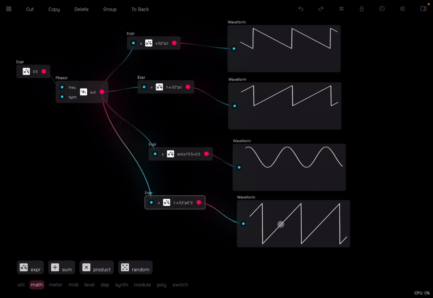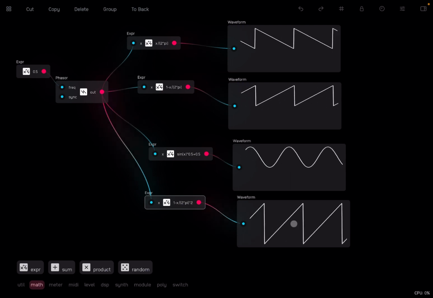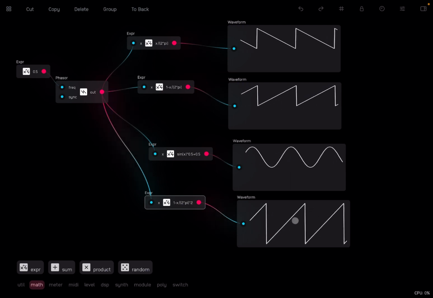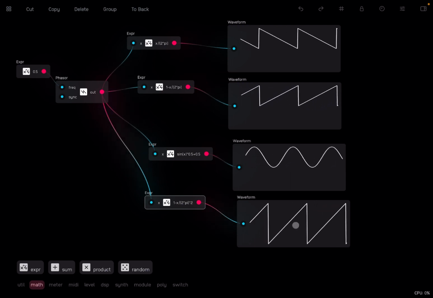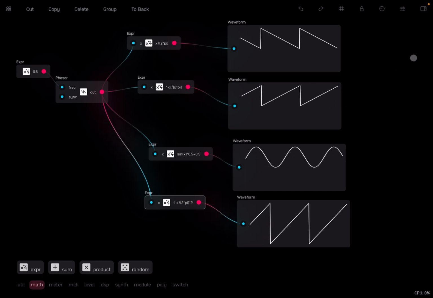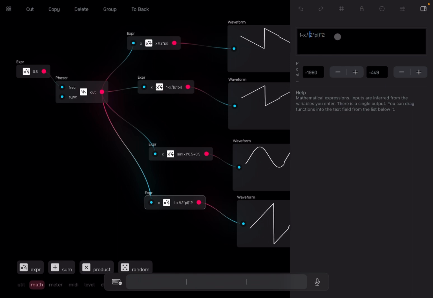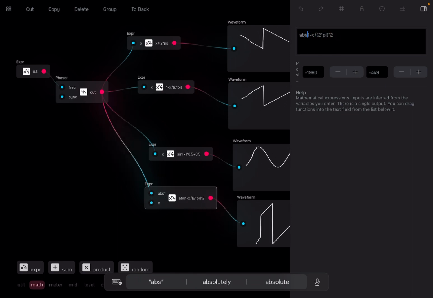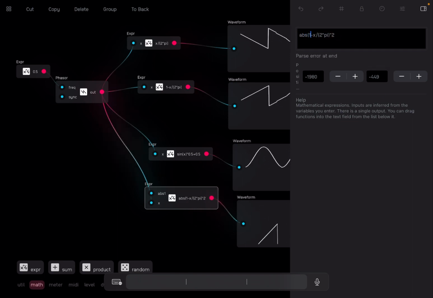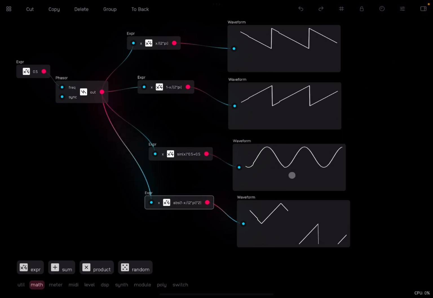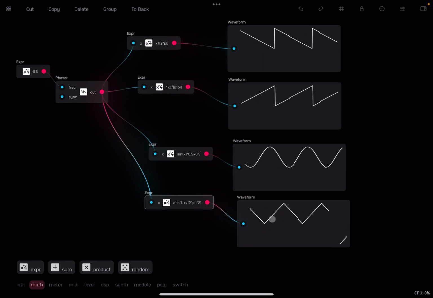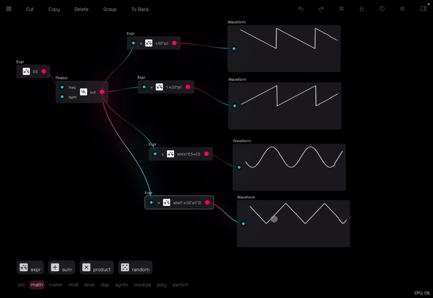Now, if there was a way to invert the negative value, which is below the center of the axis of the waveform vertically, to positive, I would have a triangle, and that is very simple to do. So I go to, again, the inspector, and I write abs for absolute, close, and now I have a triangle waveform.